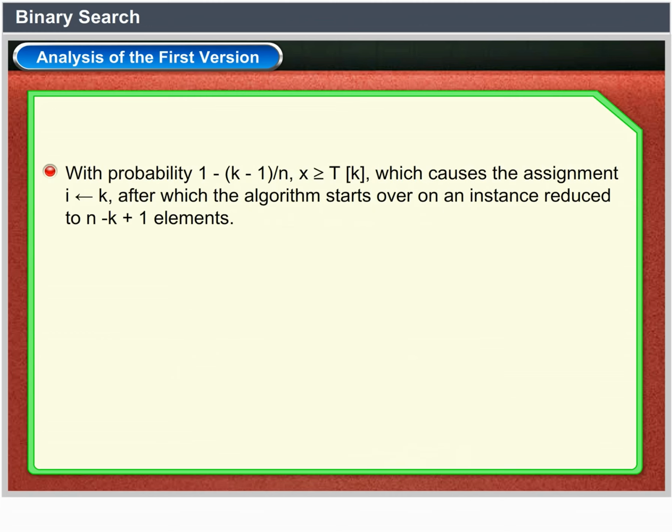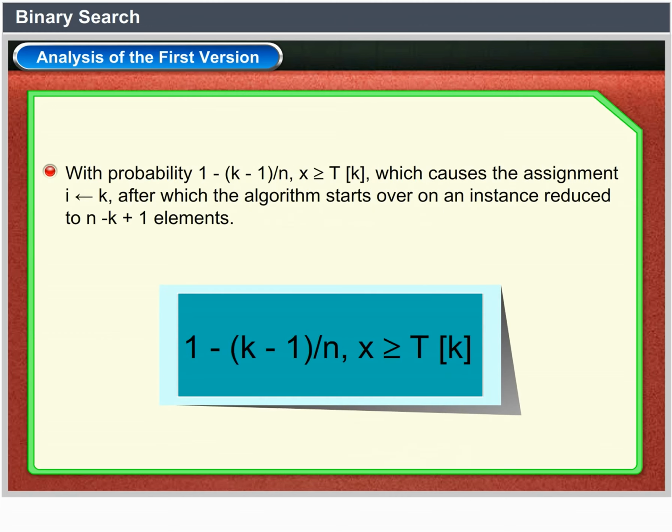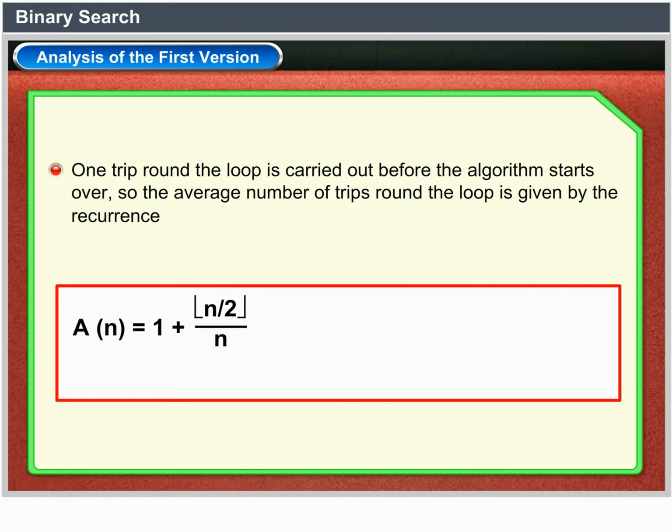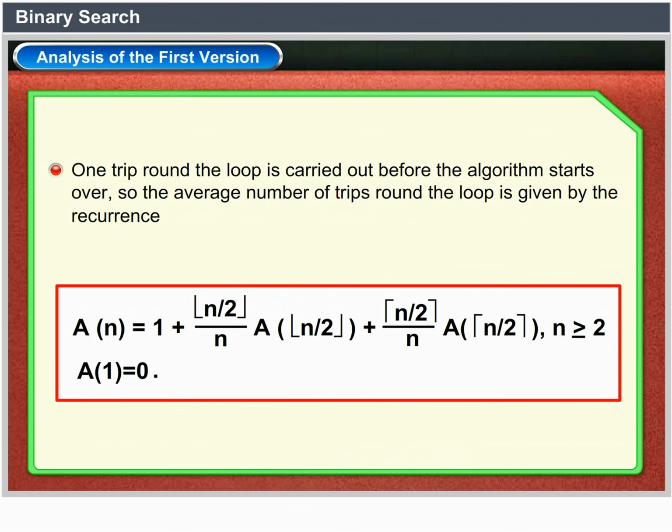With probability 1 - (k-1)/n, x >= T[k], which causes the assignment i gets k, after which the algorithm starts over on an instance reduced to n-k+1 elements. One trip round the loop is carried out before the algorithm starts over. So the average number of trips round the loop is given by the recurrence A(n) = 1 + (floor(n/2)/n) A(floor(n/2)) + (ceiling(n/2)/n) A(ceiling(n/2)), where n >= 2. A(1) = 0.